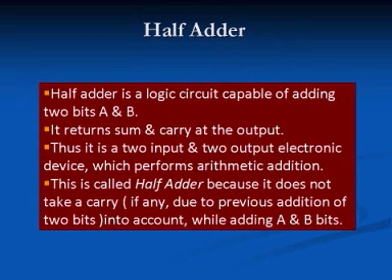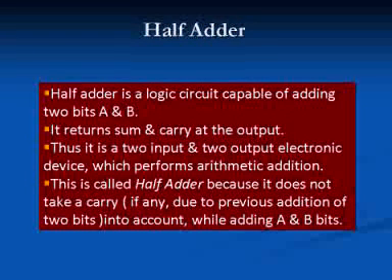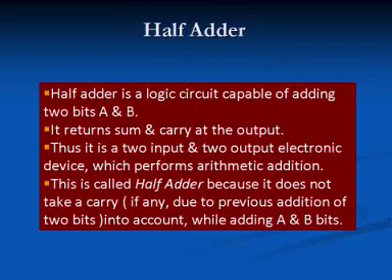At the inputs, it adds the bits A and B, and at the output, it returns the sum of A and B and the carry generated during this arithmetic operation. This is called half adder because it does not take a carry, if any, due to previous addition of 2 bits into account while adding A and B bits.